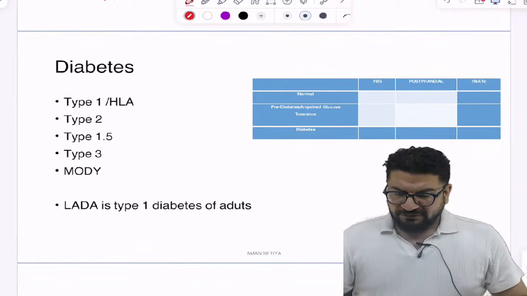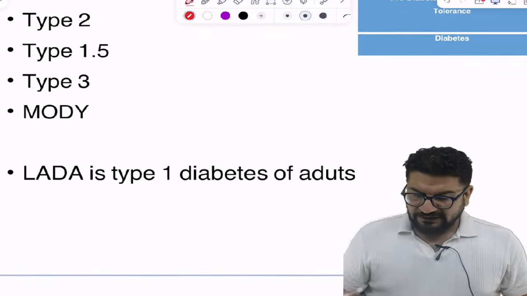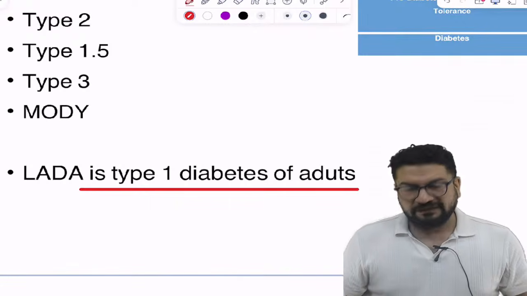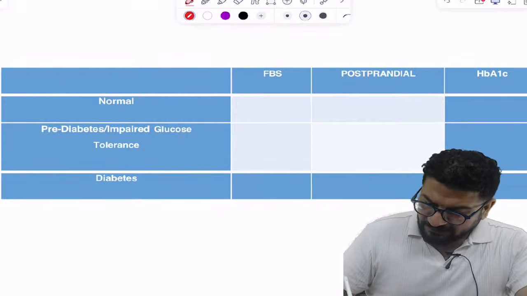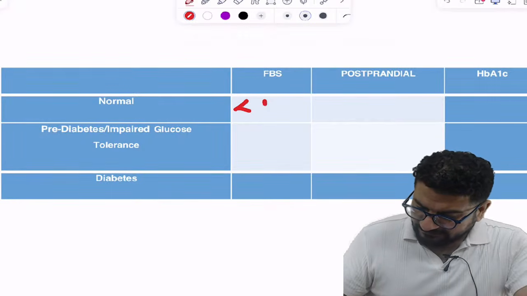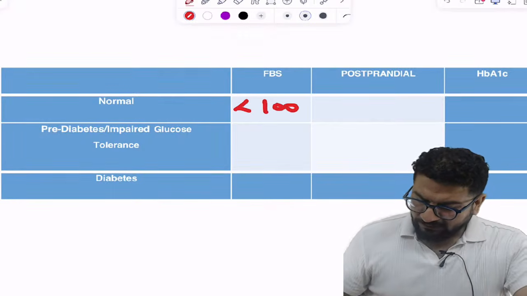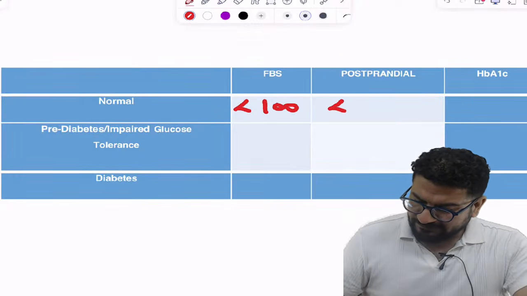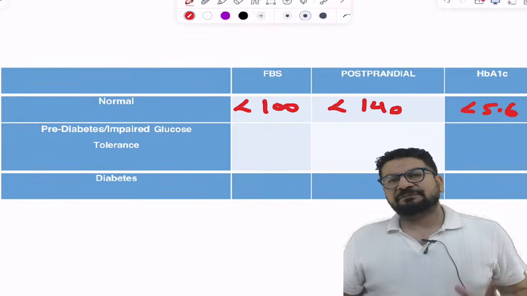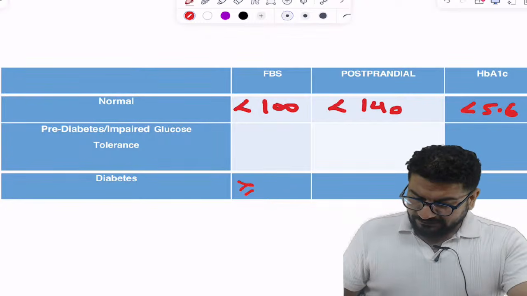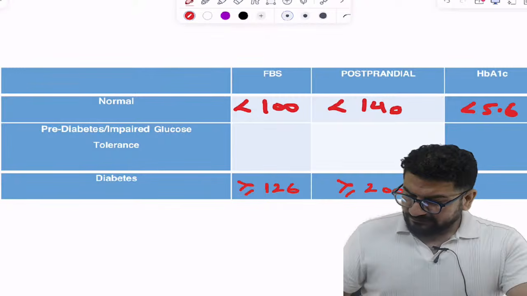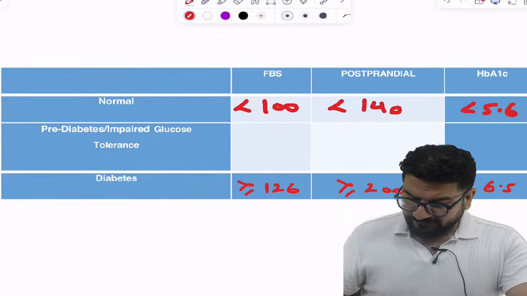We have type 1, type 2, but in the exam they ask you like LADA, which is type 1 diabetes of adults, latent autoimmune diabetes of adults. So how do we make a diagnosis? Normal fasting blood sugar is less than 100. Normal postprandial will be less than 140. Normal HbA1c is less than 5.6. HbA1c we write in percentage. Coming to diabetes, it is more than or equal to 126, more than or equal to 200. HbA1c more than or equal to 6.5.